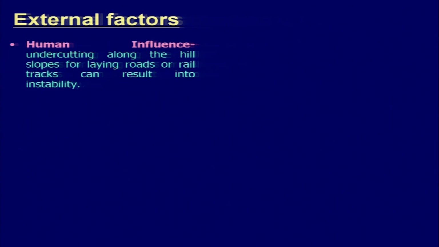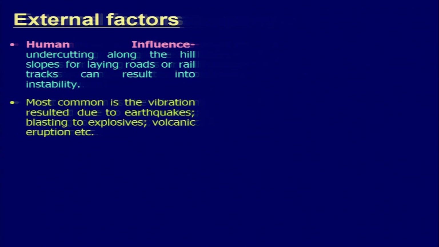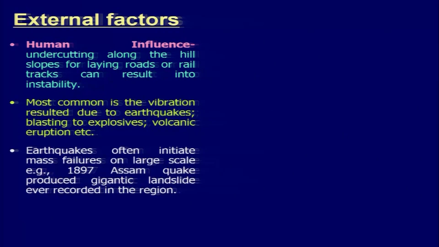External factors, human influence, mainly what we do is undercutting along the hill slopes, can result in a landslip. Wherever we are putting the roads or the rail tracks, we try to dig out the material, and that can result in, so if you are having the slope like this, for example, and if you remove this material here, then you are going to trigger instability in the slope. So that can result in an ideal condition for the landslip.